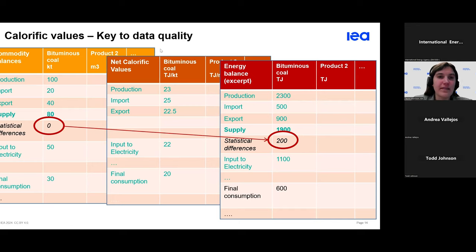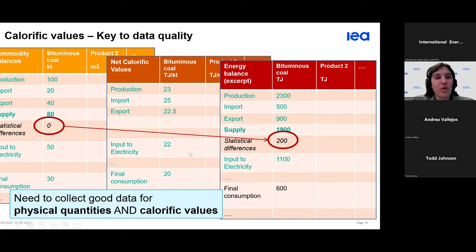Well, if you look at the calorific values by flow, we can see that the calorific values on the supply side are higher than the calorific values on the demand side. So the energy content of supply is higher than demand, and this creates a statistical difference. So this is why it's very important to not only collect good statistics in physical quantities, but also good quality calorific values.